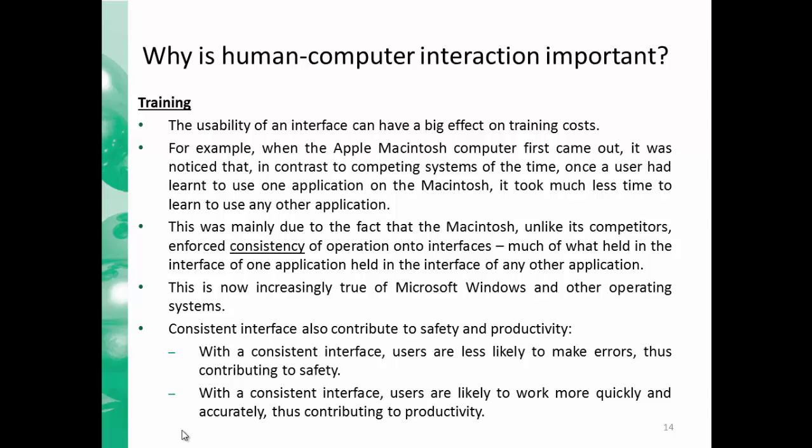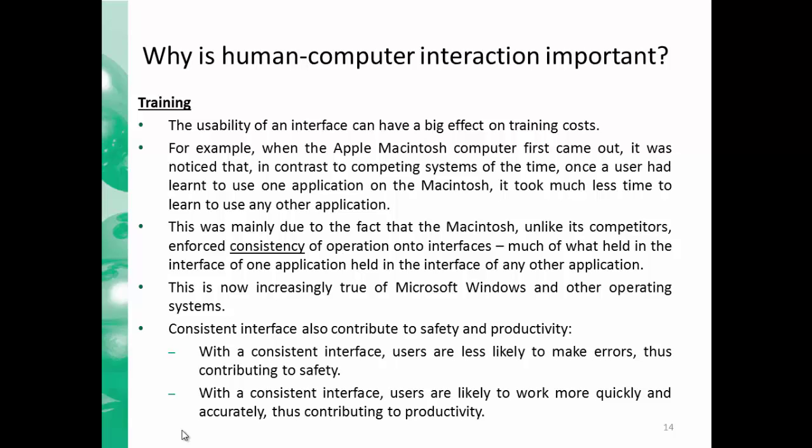One very important feature that we mentioned earlier is the consistency in the interface. If things are done the same way in different applications, then you don't have to spend a lot of time training people to use one application and another application. With consistency of the interface, users will be less likely to make errors as they have this kind of functionality done in other applications or in other parts of the same application the same way.